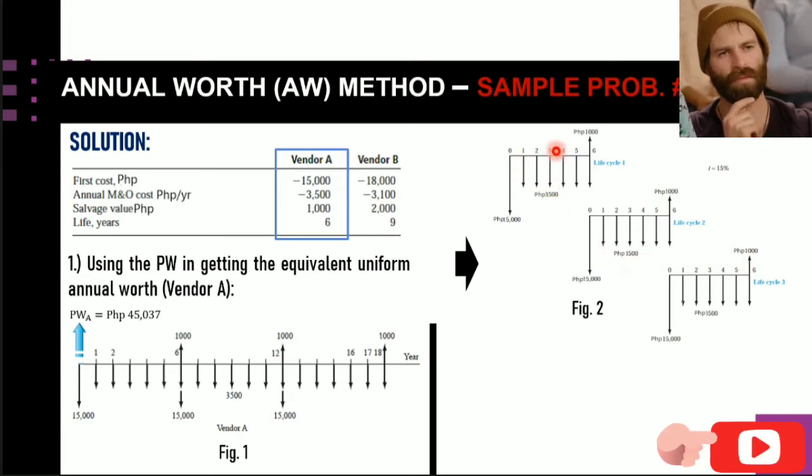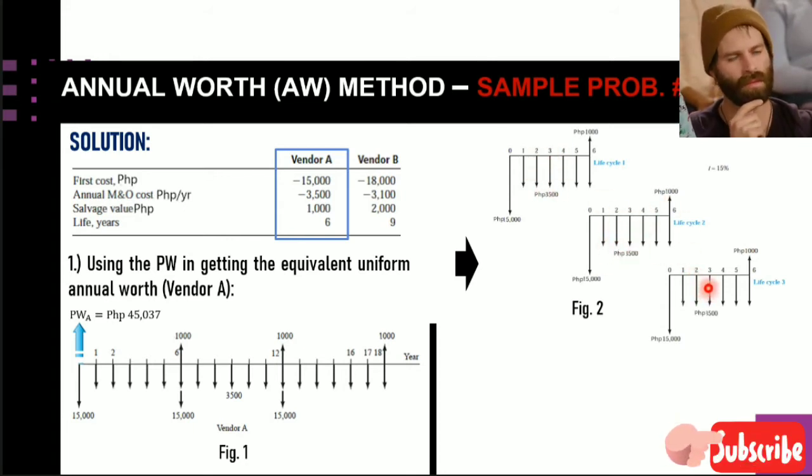Okay, so that is why if we are going to use the annual worth method, you only need to consider one life cycle. There's no need for us to consider all life cycles. How about if we reach 20 life cycles? It takes you a long calculation for that, but according to this annual worth method, you only need to consider one life cycle because they are just the same on the next life cycle until the end life cycle.